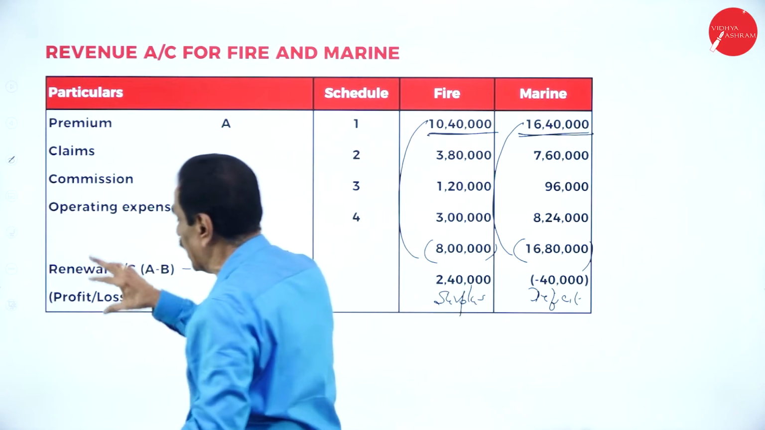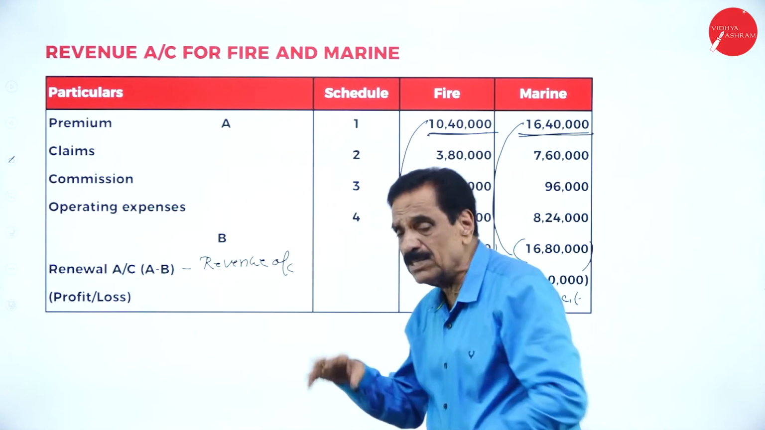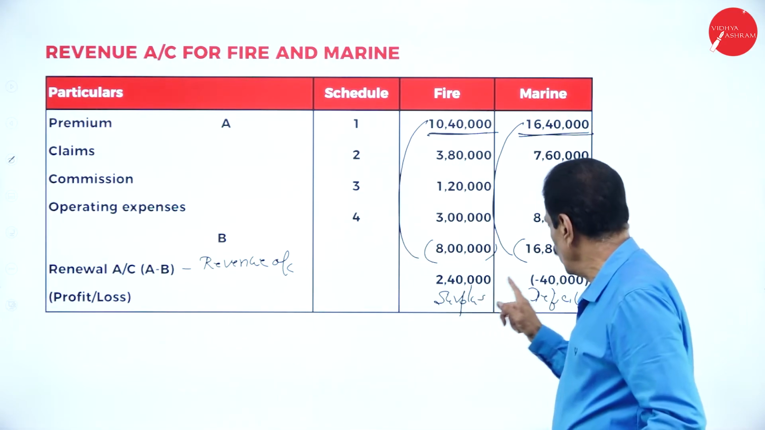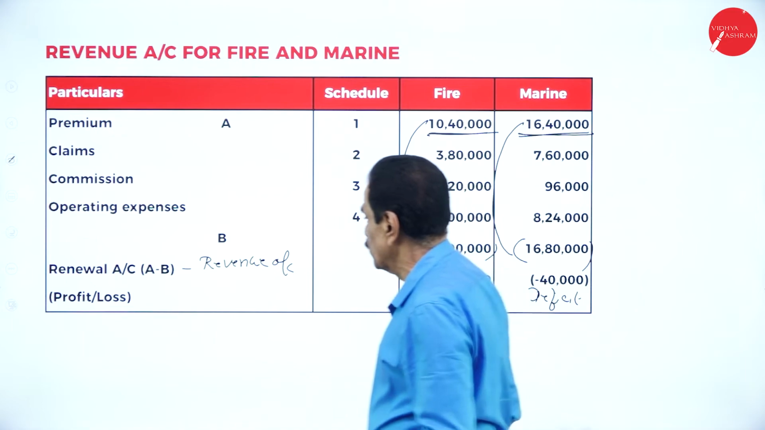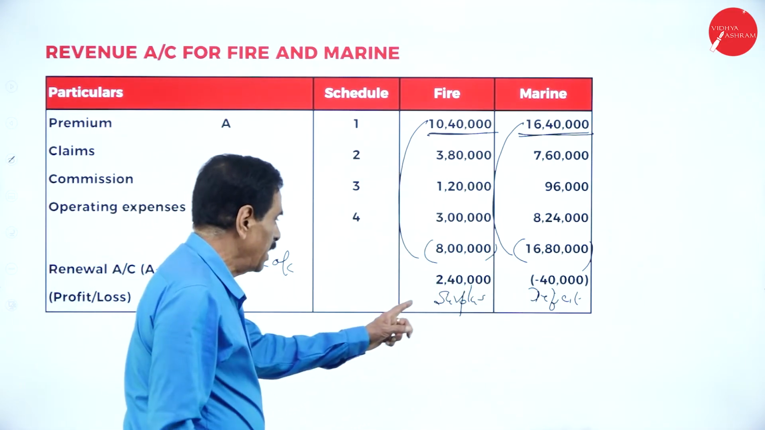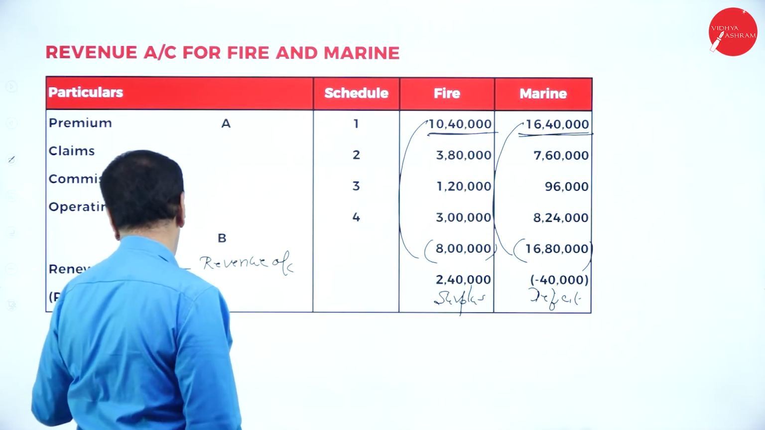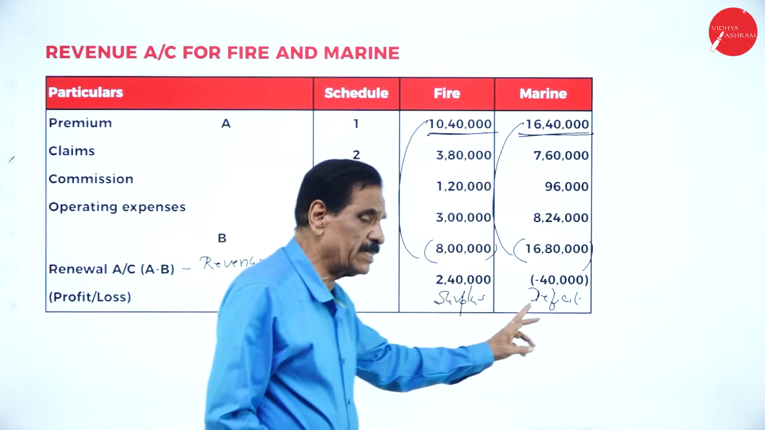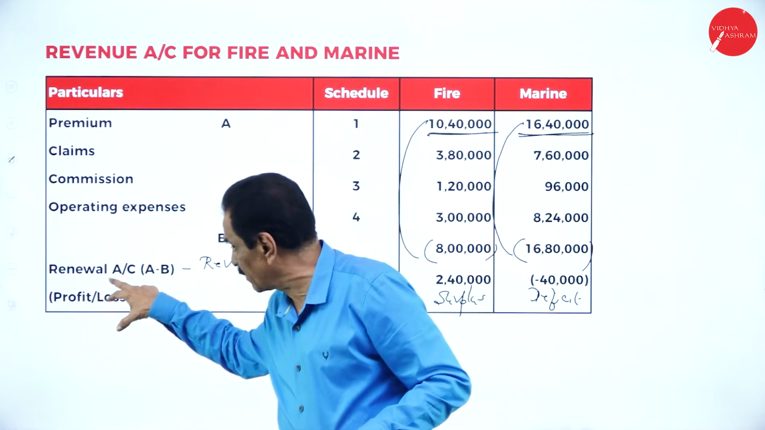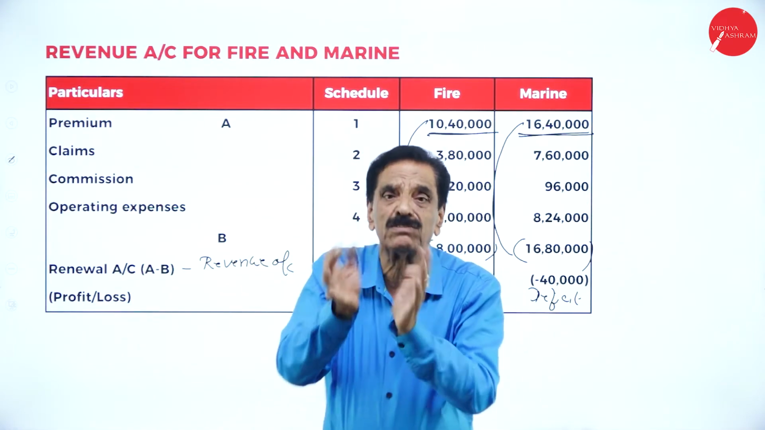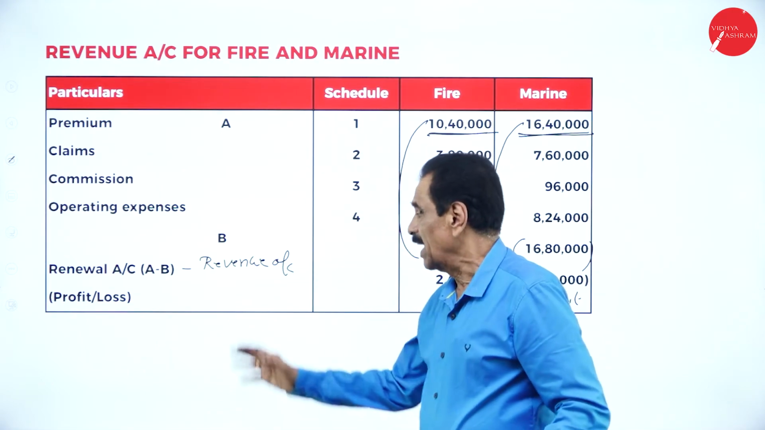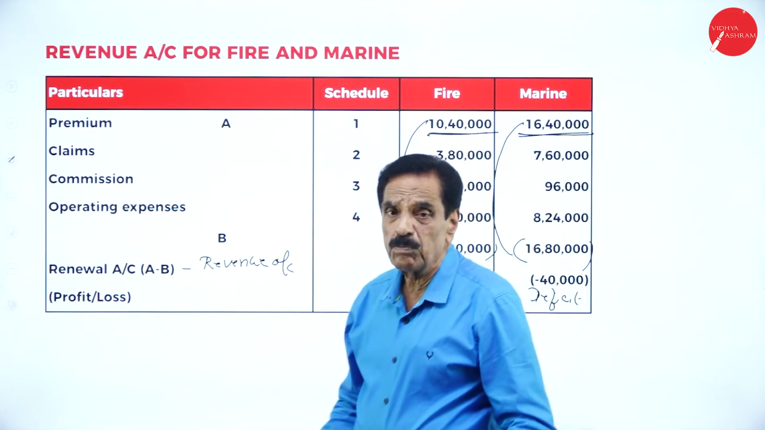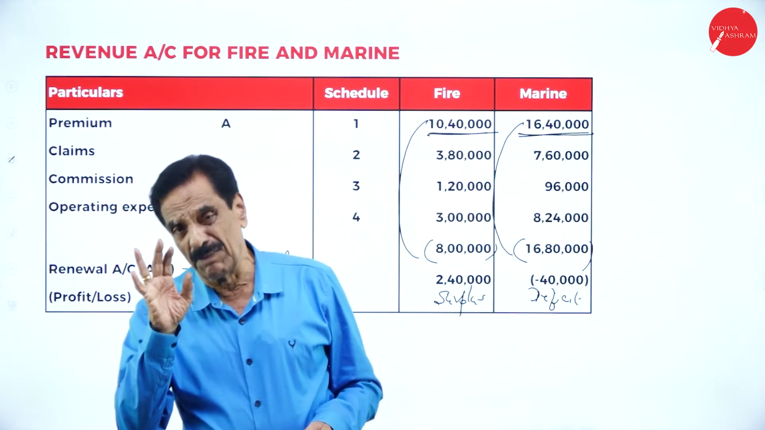Renewal means we renew the account, maybe profit or loss as per the revenue account. 2,40,000 minus 40,000. Here surplus or deficit is the renewal account, that is the revenue account. Some authors say renewal of account means we will renew the accounts. It may be profit or loss as per the revenue account, surplus or deficit. So I hope all the problems are very, very easy.